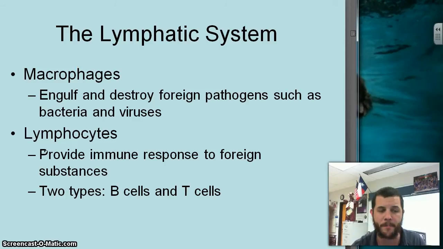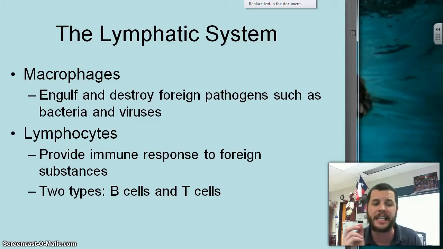A macrophage is a type of cell which is going to engulf and destroy foreign pathogens such as viruses and bacteria. You've got lymphocytes, which are going to provide an immune response to foreign substances. And you've got two types of those. You've got B cells and you've got T cells.